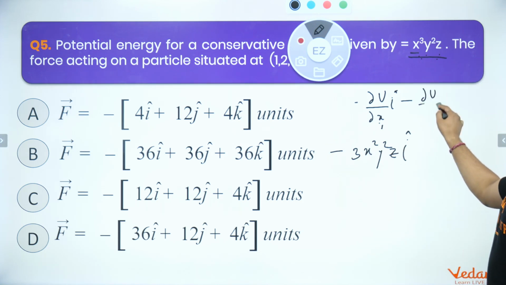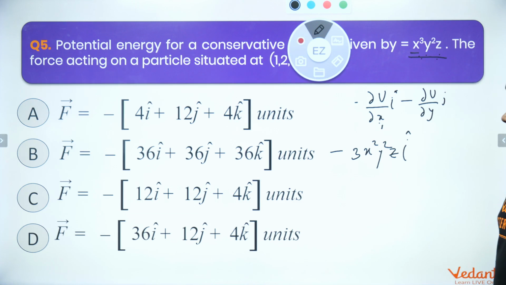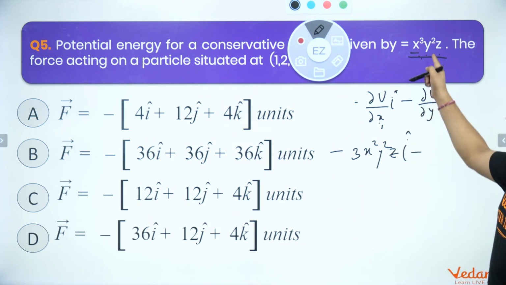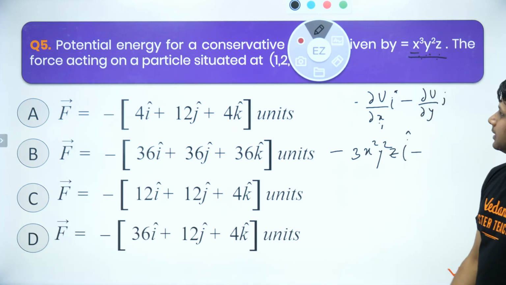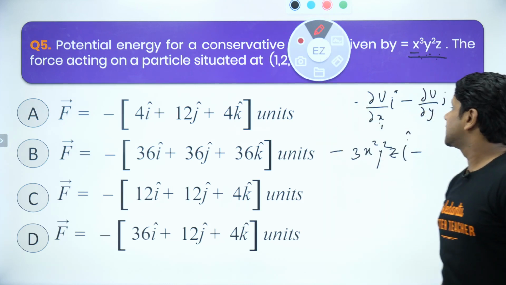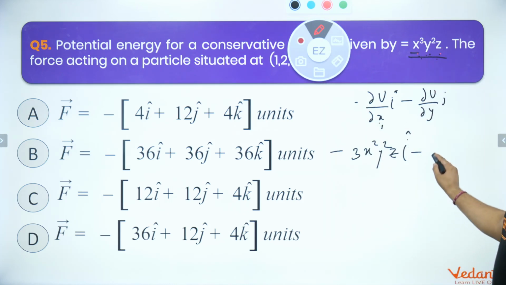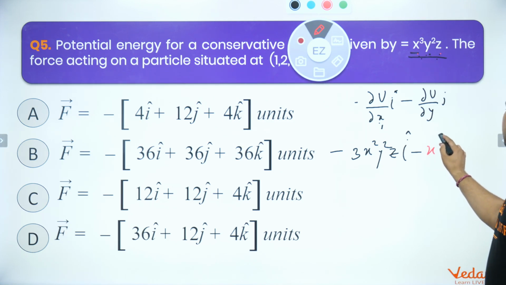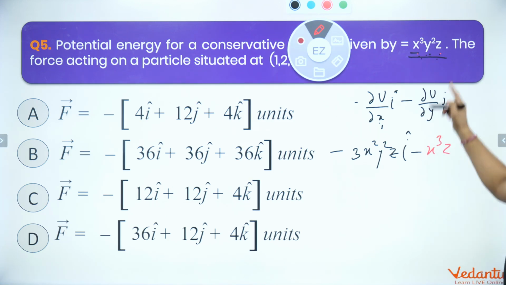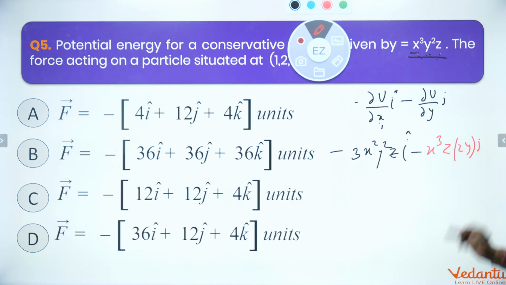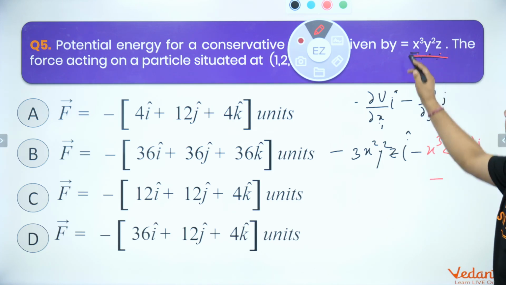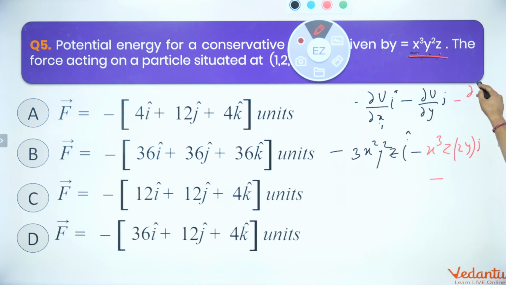Minus next step is del u by del y j cap. So now you differentiate this with respect to y. When you differentiate with respect to y, x and z will be constant. तो आप x and z को ऐसे लिख लो, x cube into z, y square का differentiation will be 2y j cap. समझ आ रहा है? And then minus differentiate this with respect to z because next is del u by del z k cap.